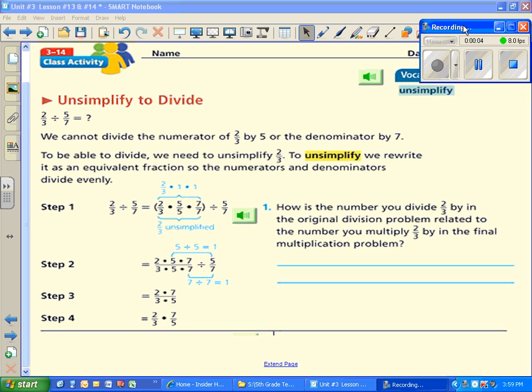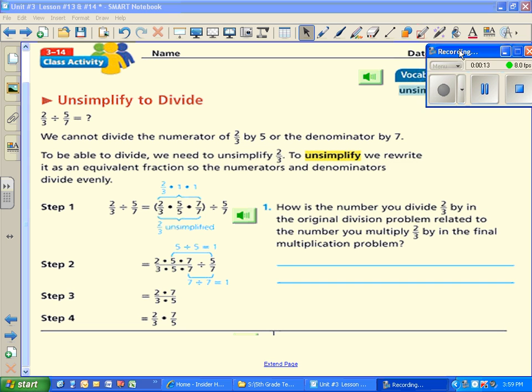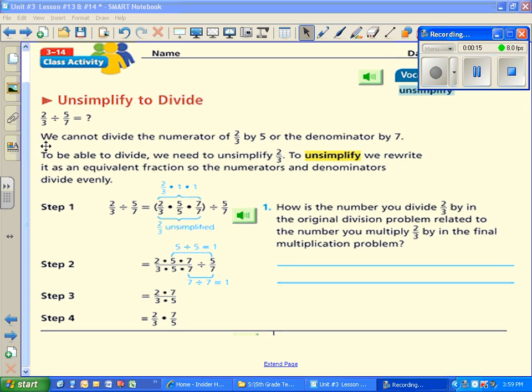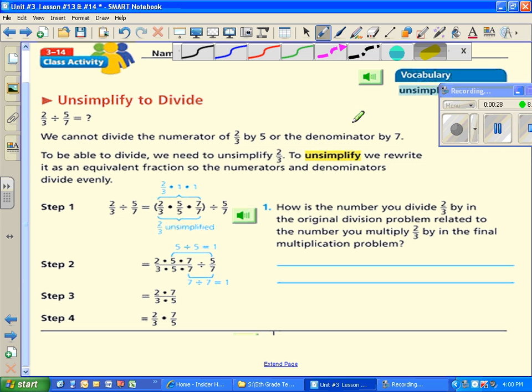We will be working on Unit 3, Lesson 14. Open up your black notebook, and we have our first page to begin on. Unit 3, Lesson 14, Unsimplifying to Divide. Let's look at this first example. Copy this down in your black notebook.